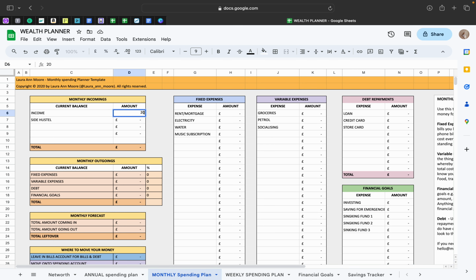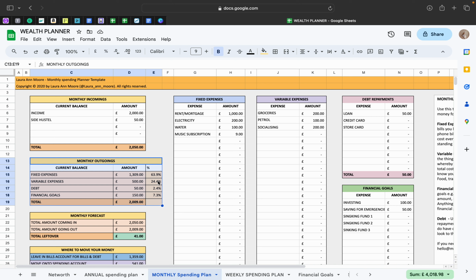Let's just say you make a £2,000 income and £50 from a side hustle. It's £2,050 a month. Then let's just say your rent is £1,000, your electricity is £200, your water is £100, and £9 on a monthly subscription. Let's say you spend £200 on groceries, £100 on petrol, and you want to give yourself a £200 limit for socialising. Over here, let's say you've just got a £50 loan, and then over here you want to do £100 on investing and £50 a month going towards your emergency fund. So let's just say that this was all your information.